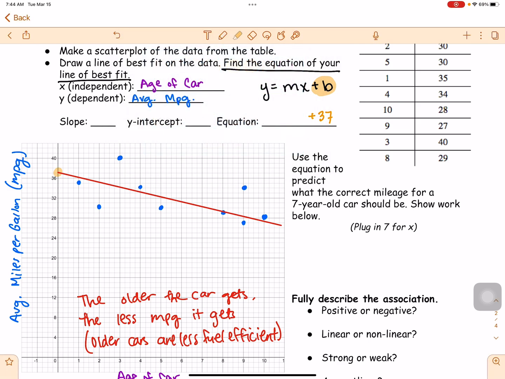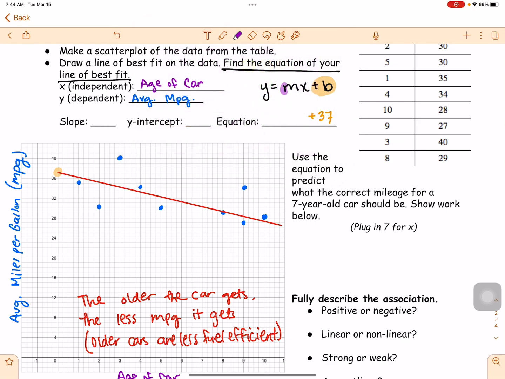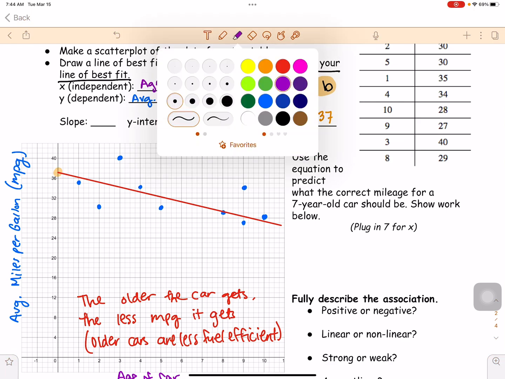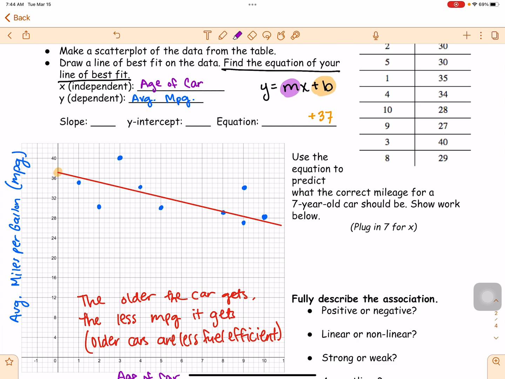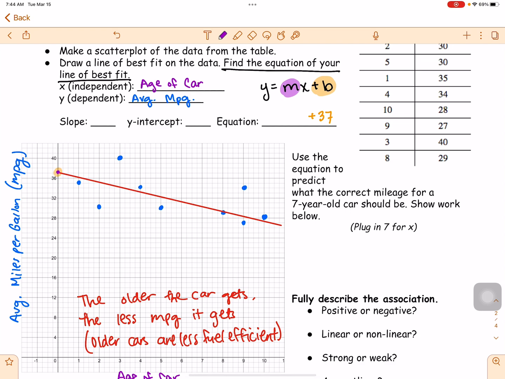M is our slope. So what I'm going to do is find some lattice points. I'm going to use the y-intercept here, and I see another lattice point right about here. But really anything that you can find you can use. So I'm just going to draw a slope triangle here.